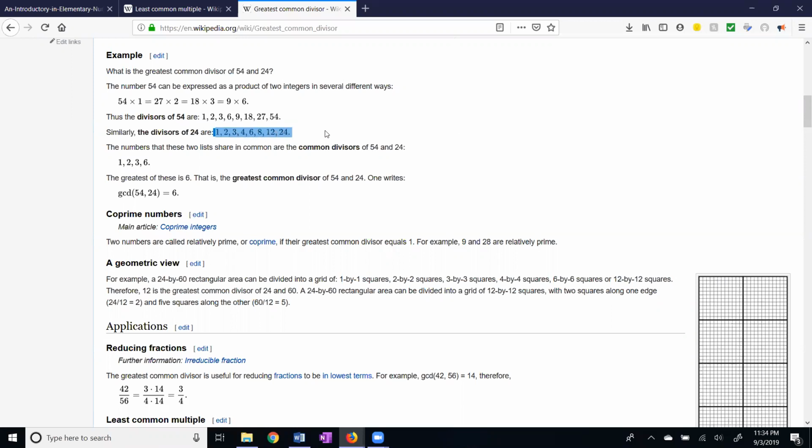Divisors of 24 are here. Then you might circle, for example, the common divisors, the divisors that are in both lists. The common divisors are 1, 2, 3, and 6. Therefore, the greatest common divisor of 54 and 24 is 6.